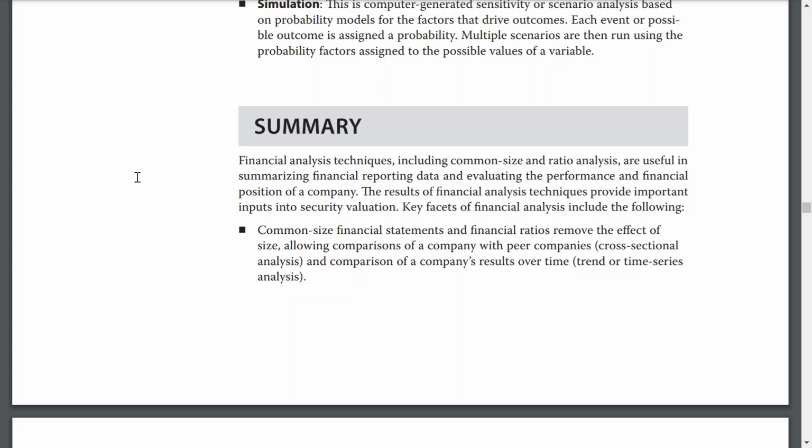Summary of financial analysis techniques: common size and ratio analysis are useful in summarizing financial reporting data and evaluating the performance and financial position of a company. The results of financial analysis techniques provide important inputs into security evaluations. Key facets of financial analysis include the following: common size financial statements and financial ratios remove the effects of size, allowing comparisons of a company with peer companies and comparisons of a company's results over time.